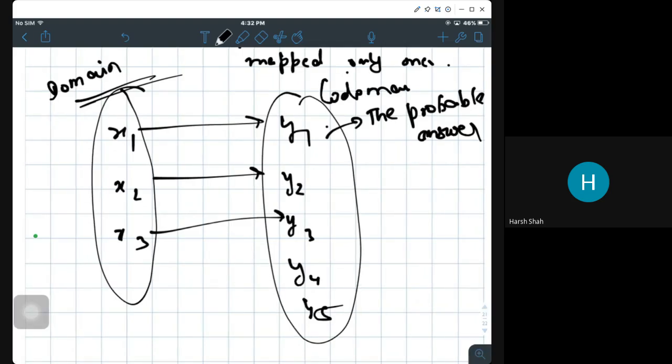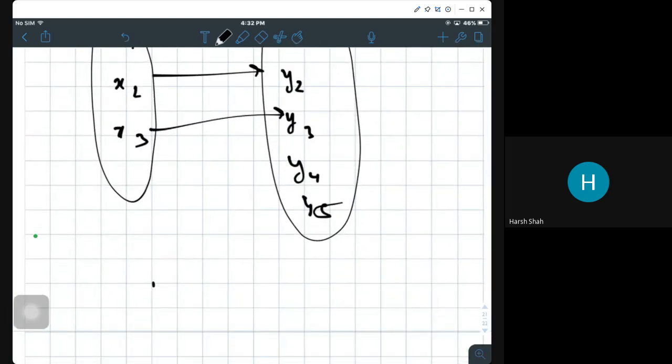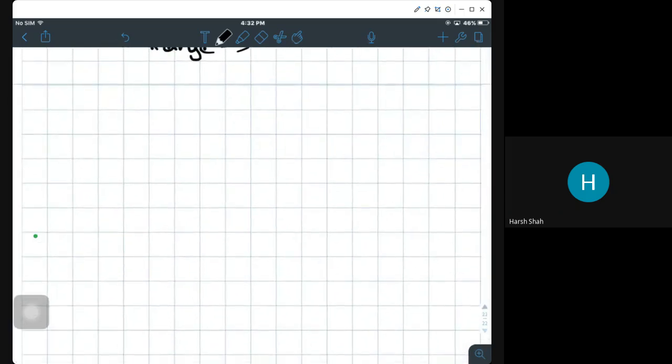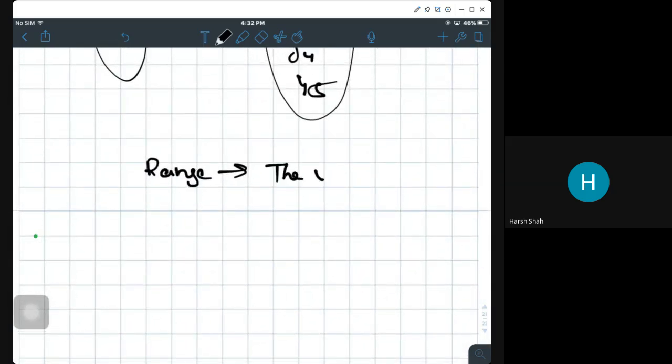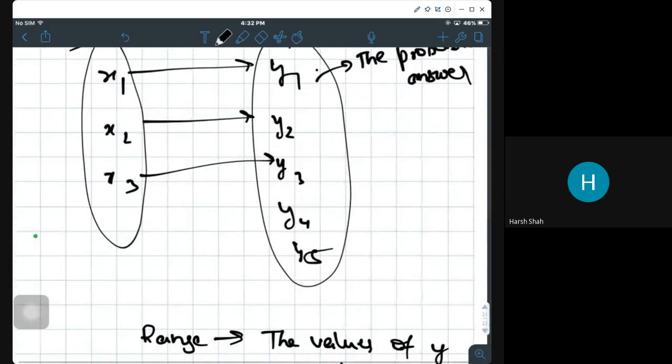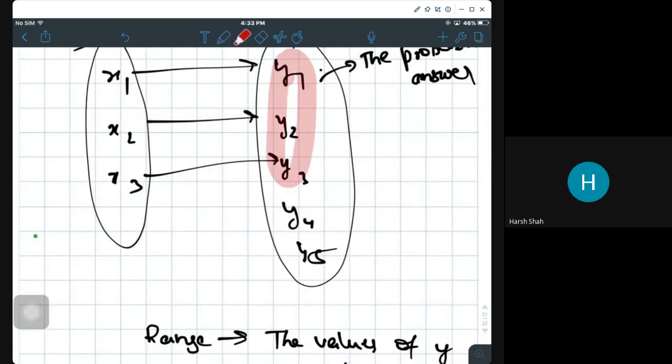And then we have the range. The range is the values of y which are used. That means all the outputs of the function. Now range is a subset of codomain. That is clear, no? If only these three are used, that means these three are my range. That's it, simple.